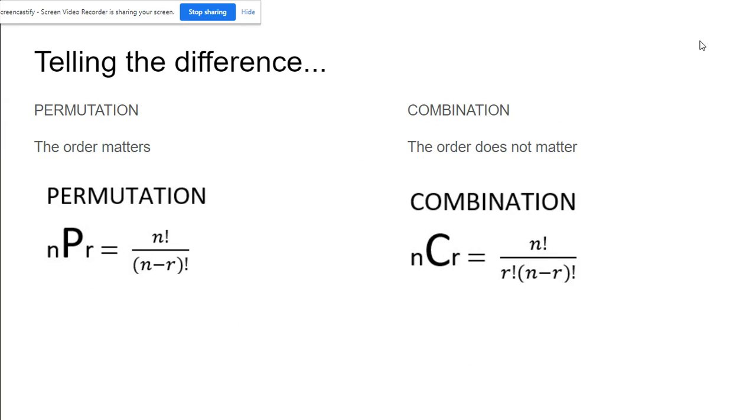So telling the difference, a permutation is when the order matters, and a combination is when the order does not matter. So you have to kind of pay attention to the wording a little bit and see to determine if you're using a combination or a permutation.